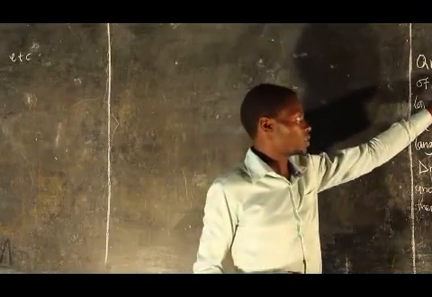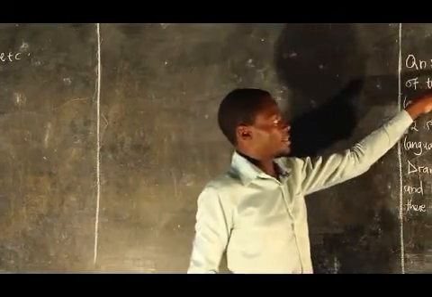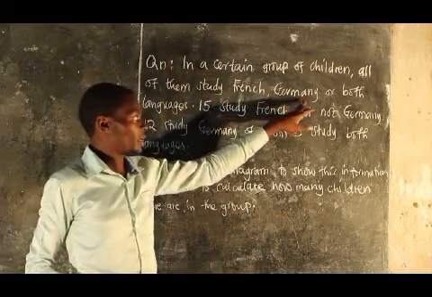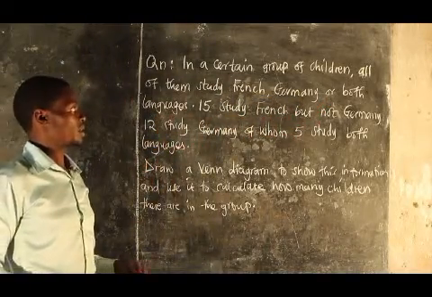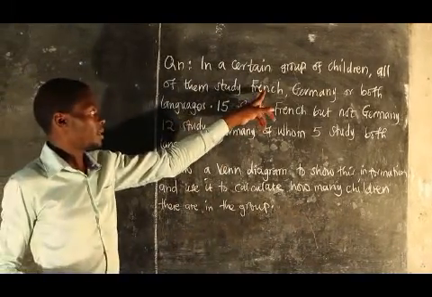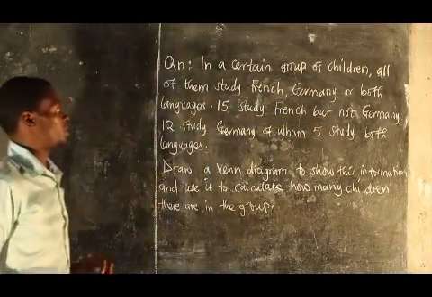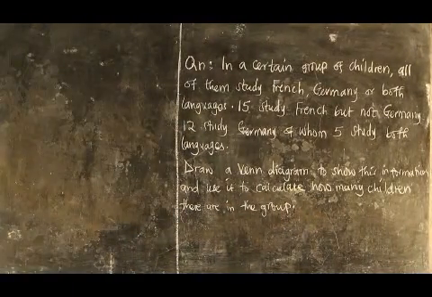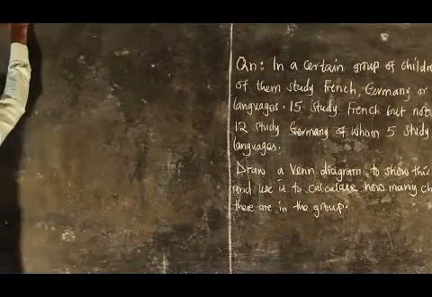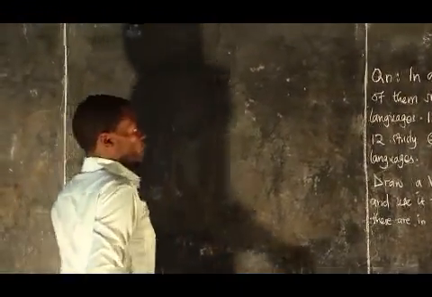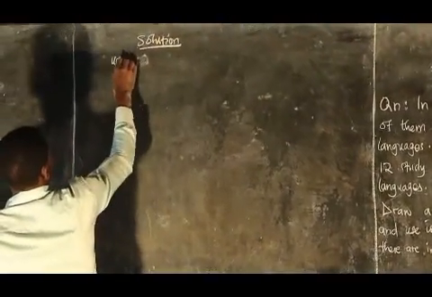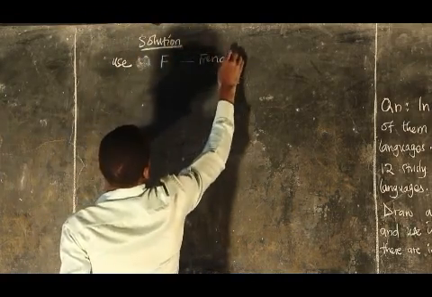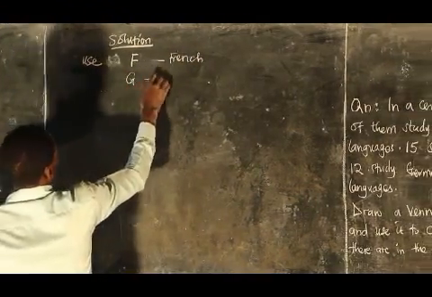Now here we're going to try to solve this question. As they said, in a certain group of children, all of them study French, German, or both languages. Now you have seen that they study French, German, or both. So there are only 2 subjects in the study. So let us use sets in our solution. We first select, so you say use F for French and G for German.